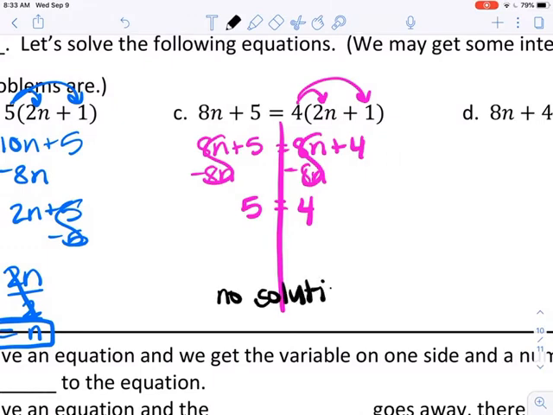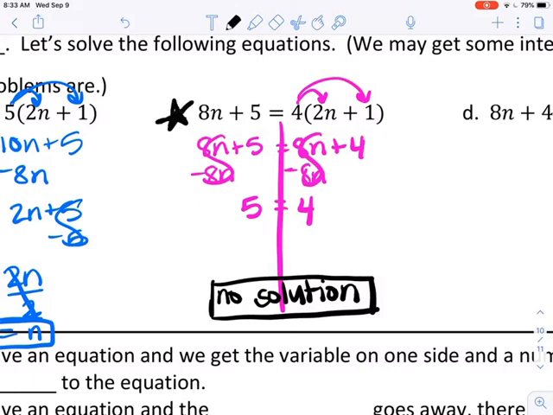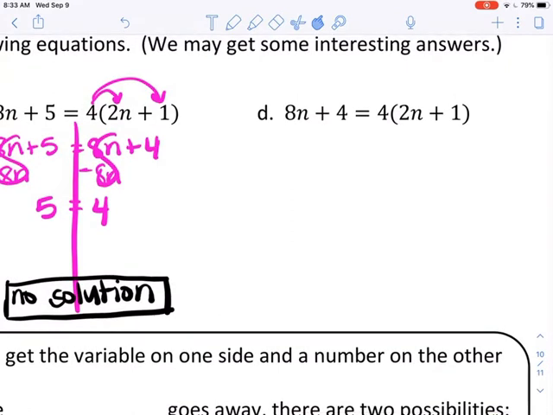And this is one of our special cases we're talking about today, is that when you cancel everything out and you get a number equals some other number that it doesn't actually equal, it's no solution. Let's go see D. This is our other special case.